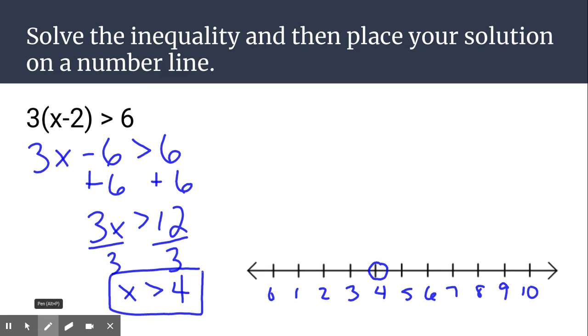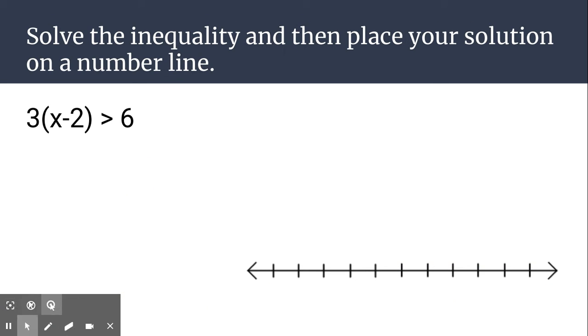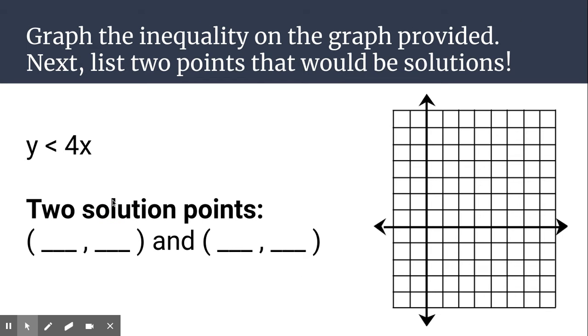Those would be like 5, 6, 7, 8, 9, or 10. So I'm going to take this and shade it to the right side. So I have x is greater than 4. So that's my first problem. Let's take a look at the next one. I can clear my screen and click to the next slide.